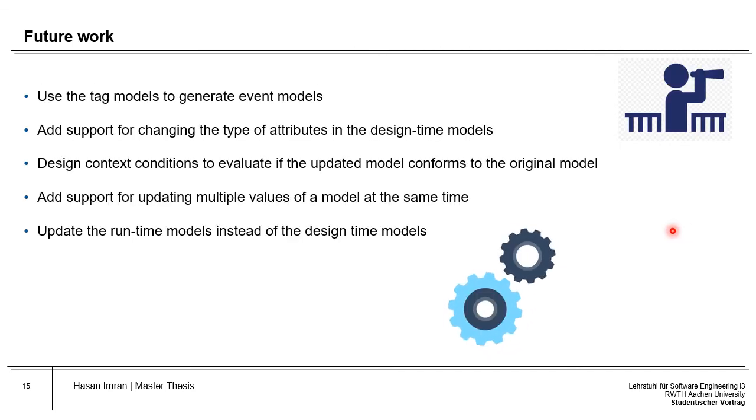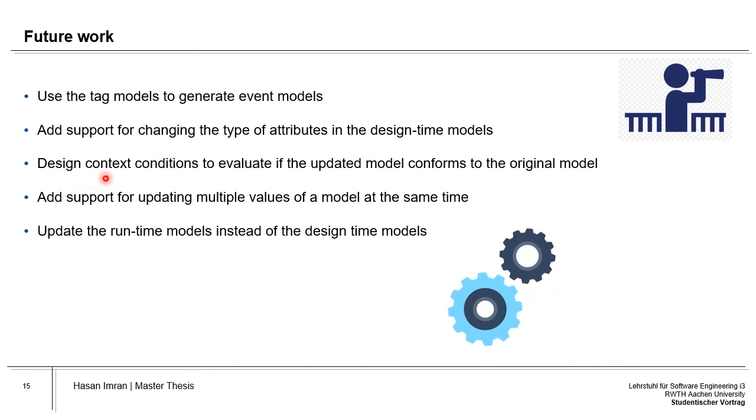We can now talk about some of the work that we can enhance in the thesis. We can use the tag models to generate event models automatically. For now, we use the tag models to generate the event model, and we handcraft the event models again. We can also add support for changing the type of attributes in the design time model. For example, if we had an integer initially, then if you're creating a new block diagram, we don't want the integer, but instead want it to be a double or a float value. Then we can add support for this.